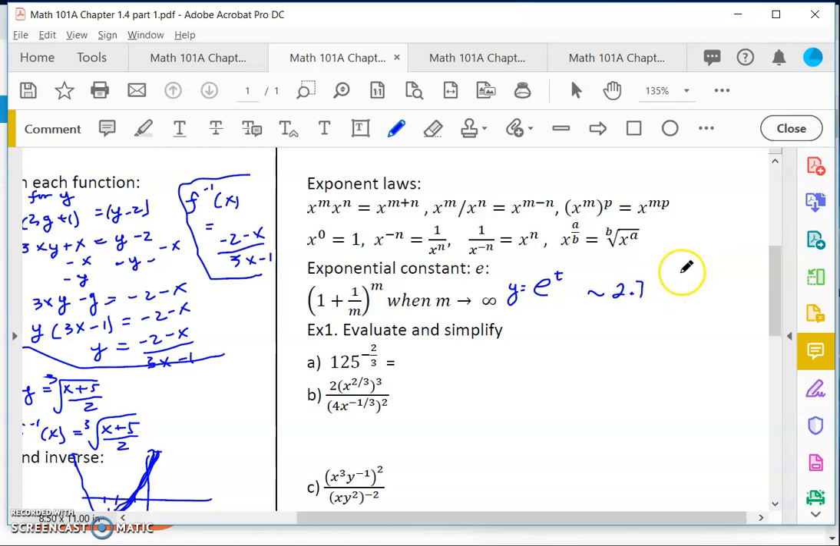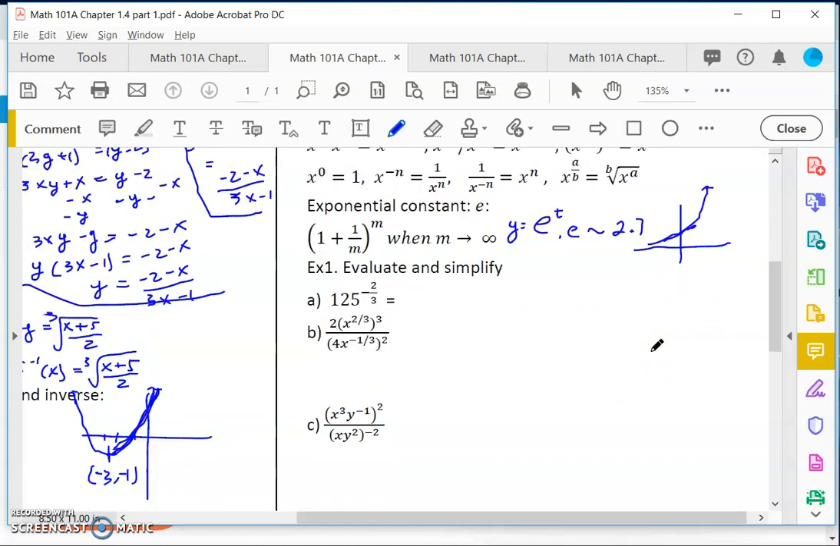Another property of e is if you graph e to the x, because e is greater than 1, it should have this kind of shape. And the special thing about this is, at the y-intercept, the y value is 1, and the slope of the graph is also 1. So the slope and the y value are the same.